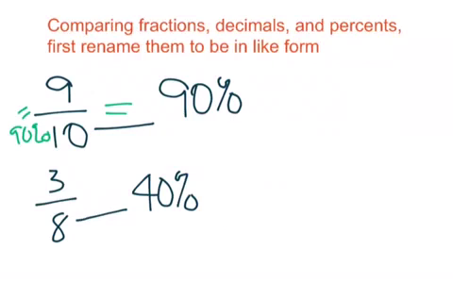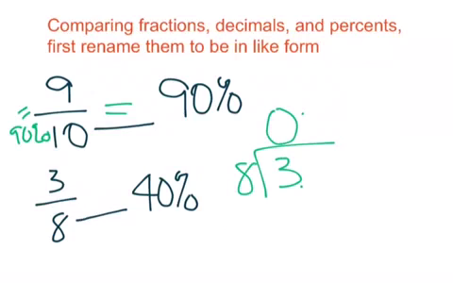3 out of 8, and then we have 40%. Is 3 out of 8 greater than, less than, or equal to 40%? So you can either put 40 out of 100 and simplify that, or, my advice here is to go from the fraction to a decimal, and then compare it that way. So let's do 3 divided by 8.